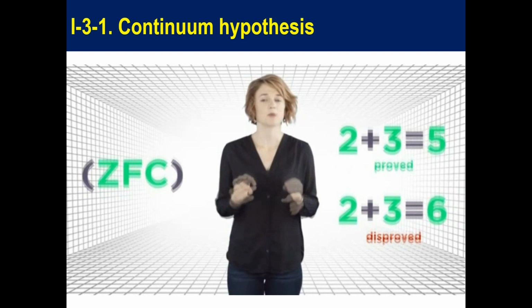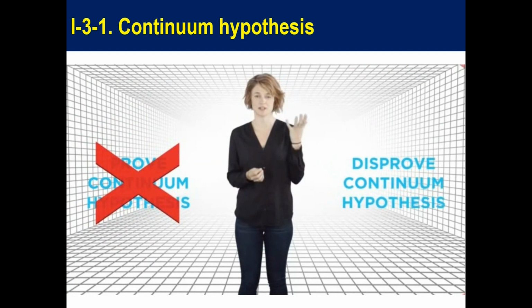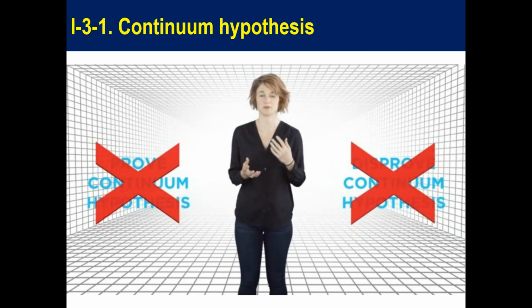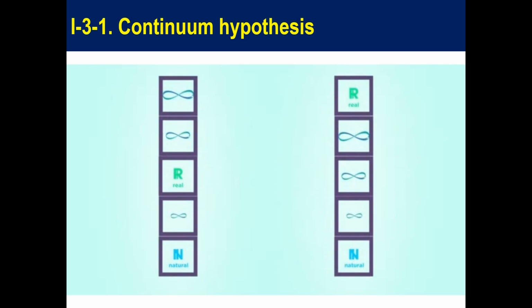But these rules cannot prove the continuum hypothesis, which would mean showing that the real numbers are the next size of infinity after the natural numbers, and they cannot disprove the continuum hypothesis, which would mean showing that there are sizes of infinity between the natural numbers and the real numbers. In one model of the Tower of Infinities, the real numbers sit directly above the natural numbers, like this. But in other models, there are many infinities in between, like this or this. The rules of math don't say that one tower is correct and the others are wrong.